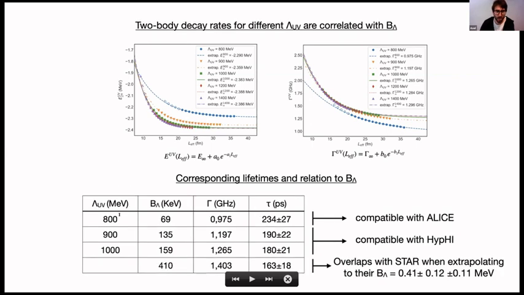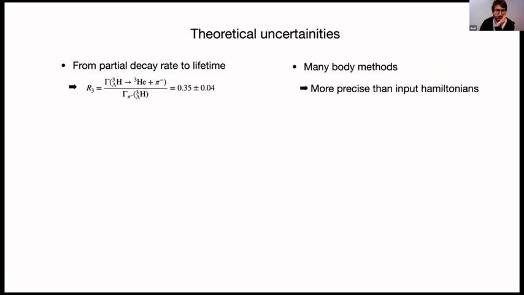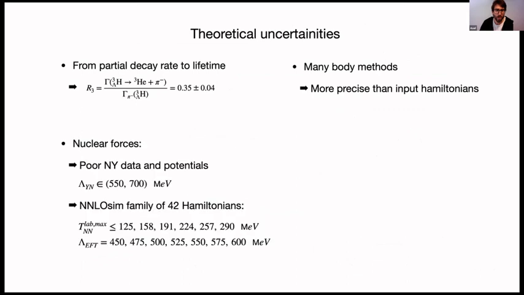And if we also extrapolate the second and third column, we see that it also overlaps with the star result with this large reported value for the separation energy. And yeah, just very briefly, here are some of the uncertainties. I mainly want to focus on the last part, the nuclear force freedom we have there.